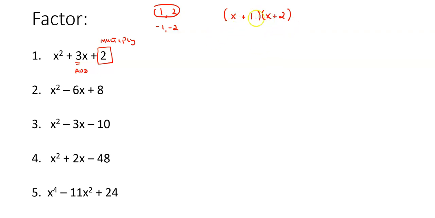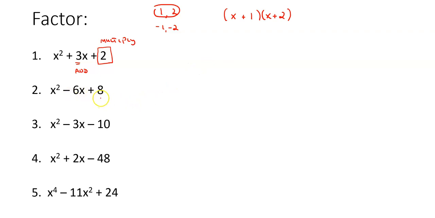X times x is x squared. Do the outsides. X times 2 is 2x. Do the insides. 1 times x is x, so 2x plus x is 3x. 1 times 2 is 2. You'll know if you factored correctly if you can go back and multiply and get back what you started with. If you multiply and it doesn't give you back what you started with, then something happened, and we should go back and fix it.